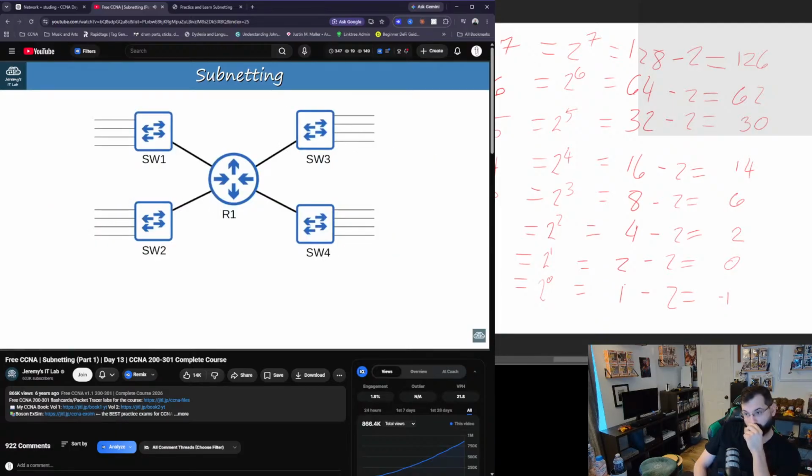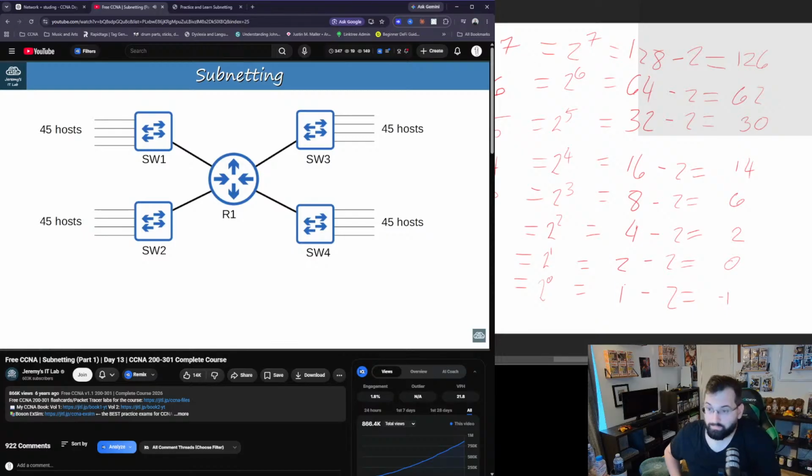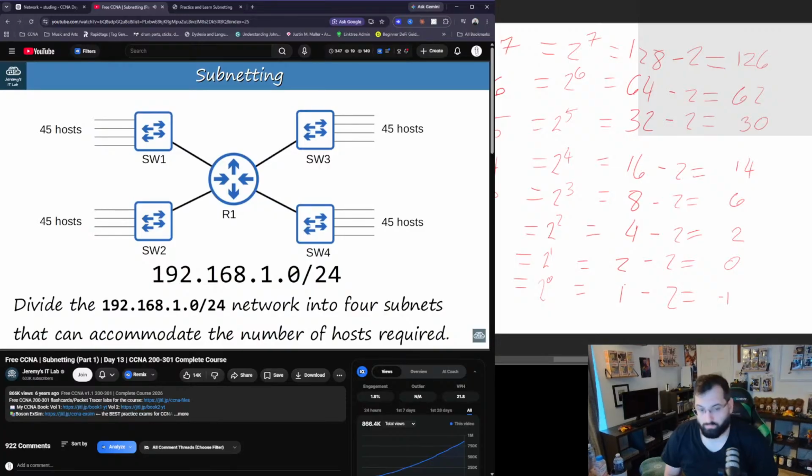There are 4 networks connected to R1, with many hosts connected to each switch. There are 45 hosts per network. R1 needs an IP address in each network, so its address is included in that 45 host number. You have received the 192.168.1.0/24 network, and you must divide the network into 4 subnets that can accommodate the number of hosts required. First off, are there enough addresses in the 192.168.1.0/24 network in the first place?